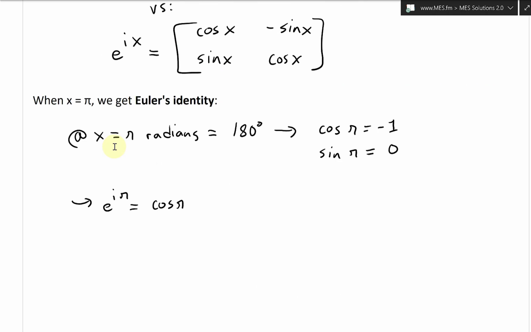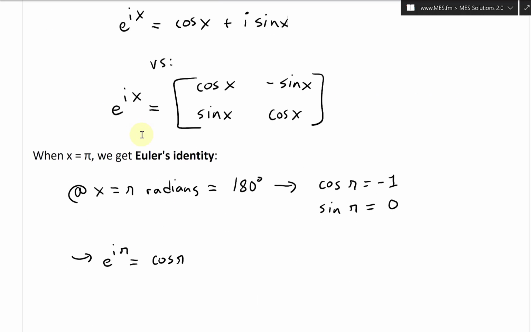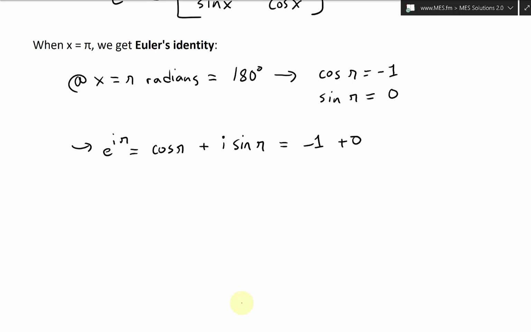Alright, so e to the i pi, where x is pi, equals cosine pi plus i sine pi. So in other words, this vanishes, it's 0. This equals -1 plus 0. And this is interpreted as, well, we could move this over. So what we get is basically e to the i pi equals -1.